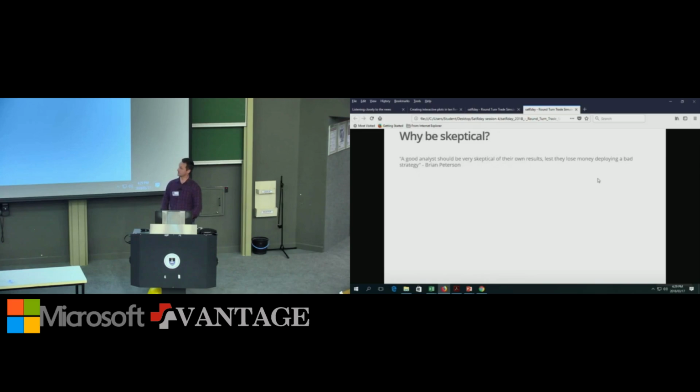Why be skeptical? Of course, you don't want to. This is a quote by Brian again. You really want to be skeptical of your own results, lest you deploy money on an unsuccessful strategy. So what can you do? You have a back test, or you have a series of production trades. Well, one thing you can do is simulate those trades to assess: was it skill, or was it luck, or was it potentially an overfit back test?